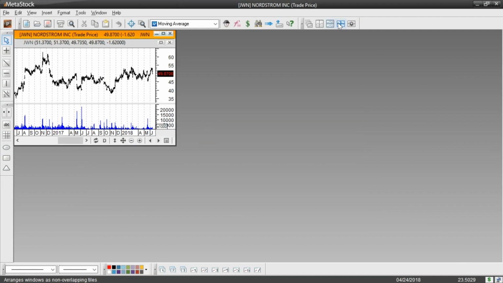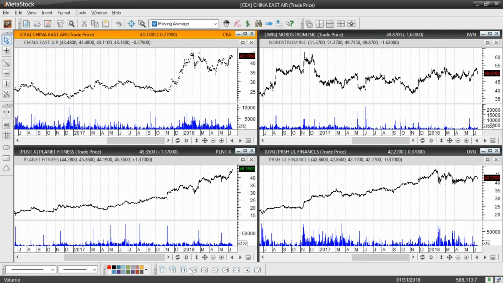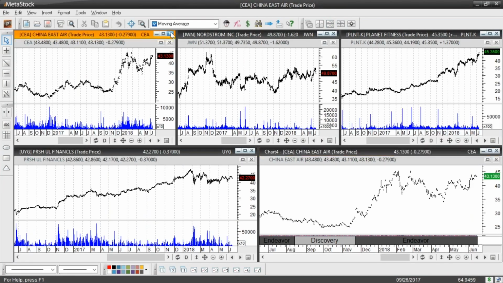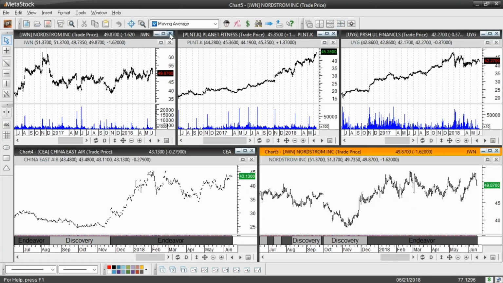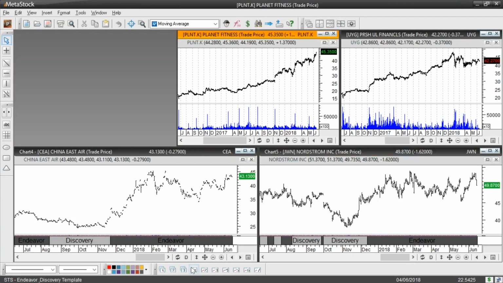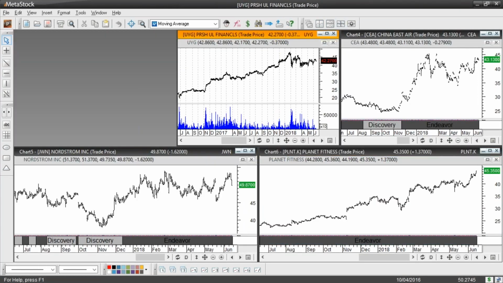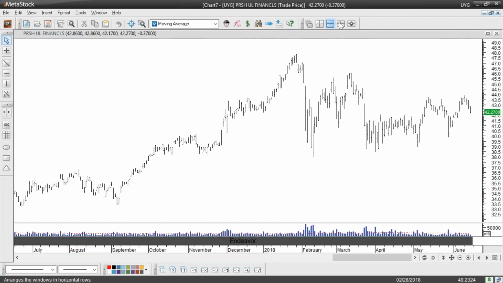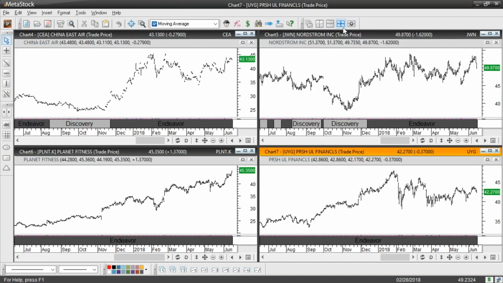Close out of this. Once again, you'll notice there is no Endeavor Discovery template on here, so I'll put those on. CEA, JWN, PLNT, and UYG. Okay, only takes a second. I'll organize all of them.